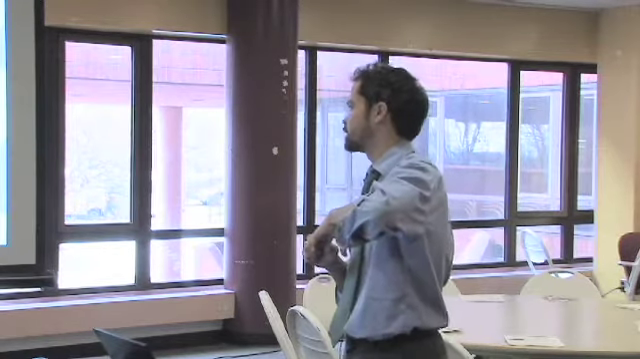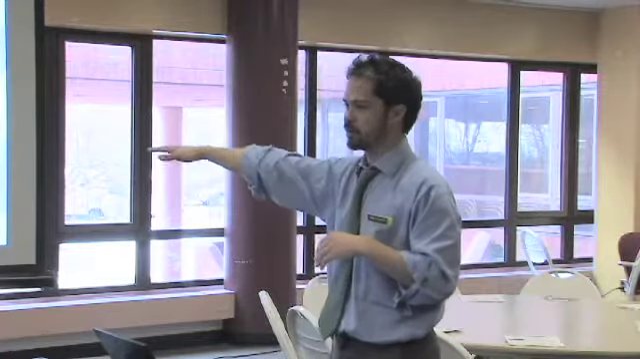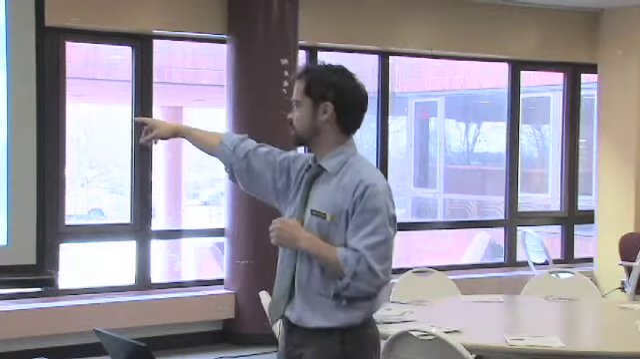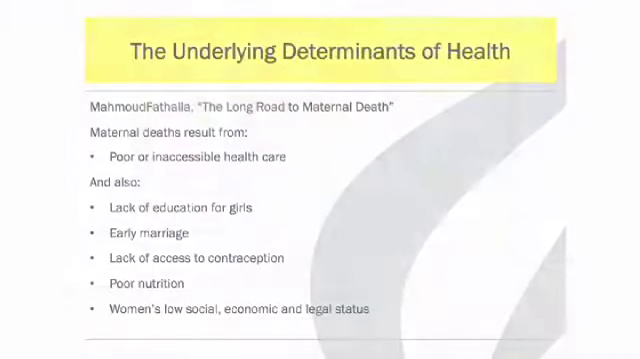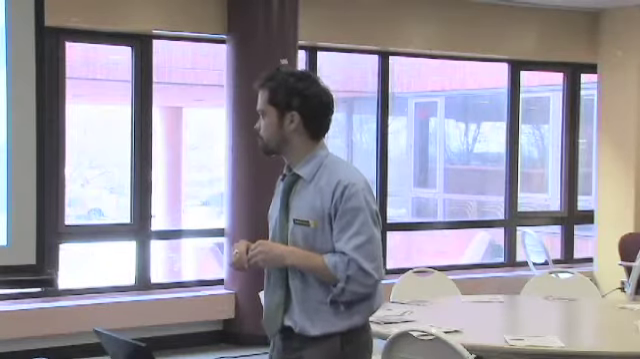So Mahmoud Fathalla, who we saw before, wrote an article in 1987 called The Long Road to Maternal Death, which really spells out the underlying determinants that are at play here. So obviously, poor and inaccessible health care, but also lack of education for girls, early marriage, lack of family planning, poor nutrition, and low status in general.